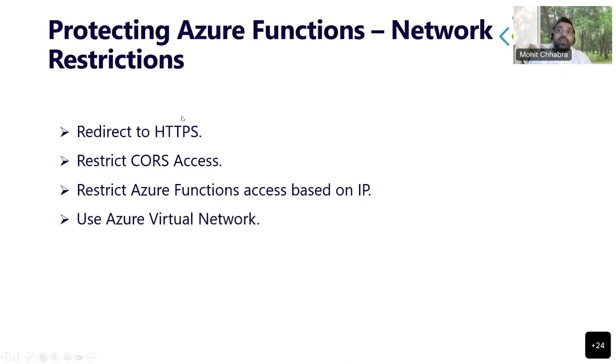Network restriction: you can say that you need access over HTTPS, and you can say that calls should be enabled and it should not be set to star, so only the selected endpoints should be used.